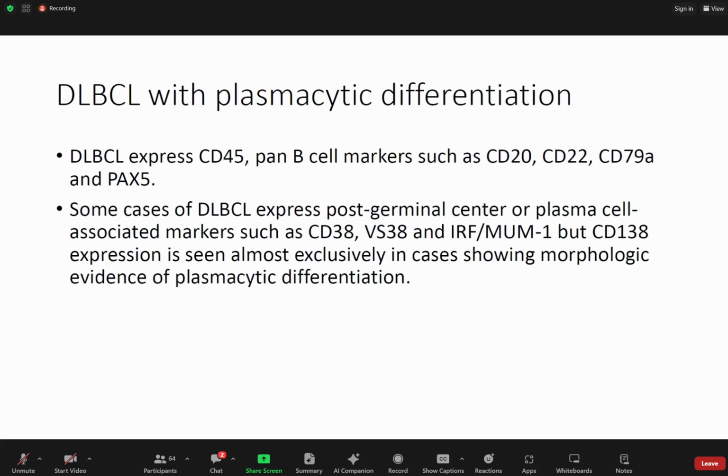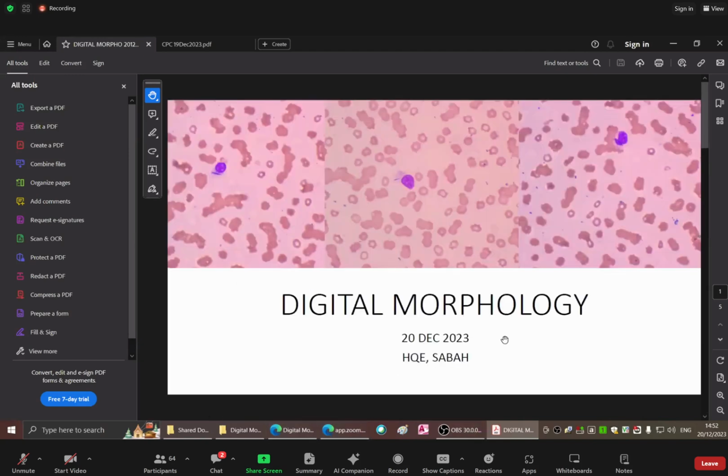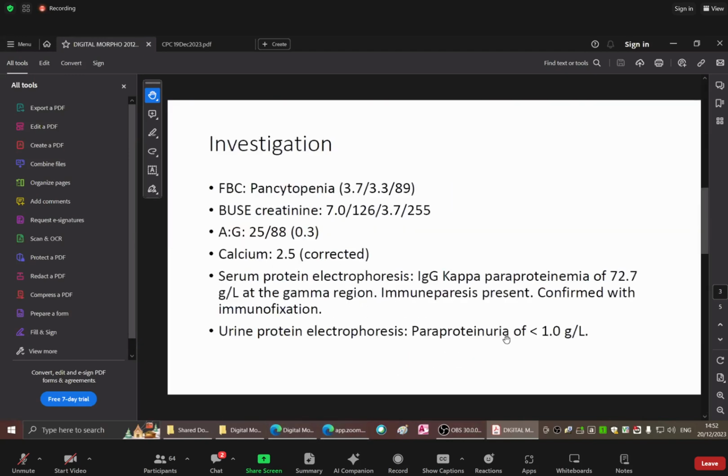So, is there any question? Since there's a prominent Rouleaux formation and also increased globulin, is there any result from serum electrophoresis? Is there a paraprotein in circulation? Yes. Serum protein electrophoresis shows 72 gram IgG kappa paraproteinemia.